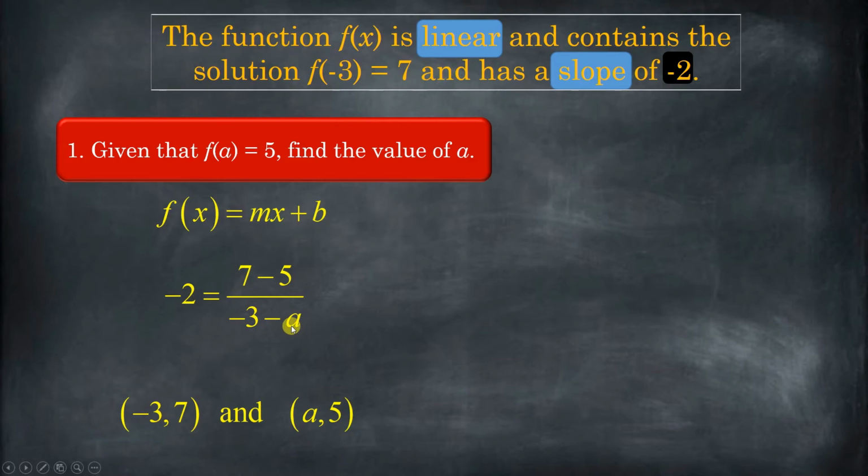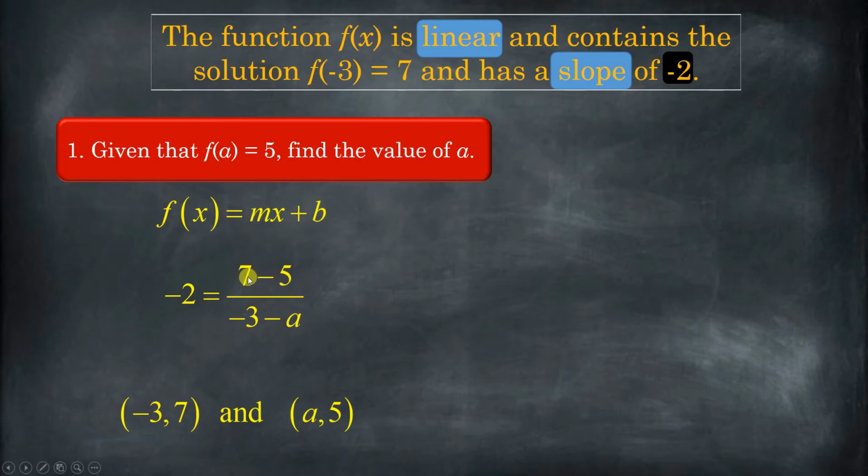Now, it's tricky to solve for negative a because a is in the denominator of this fraction. Whenever that's the case, you have to get that variable out of the denominator. You have to get that unknown value out of the denominator. This is division.